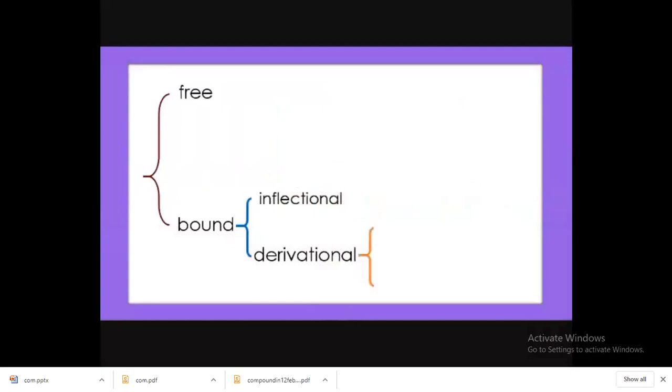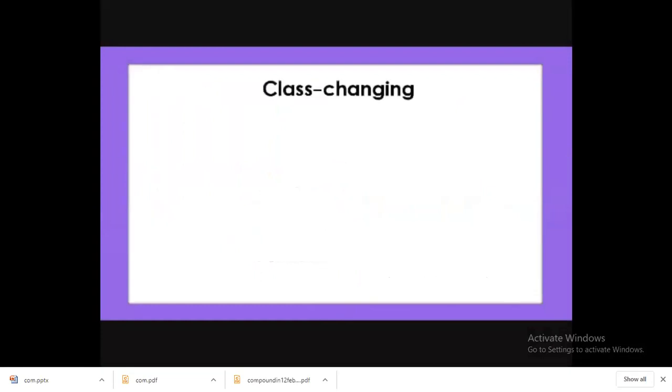Derivational morphemes are divided in two: class changing and class maintaining. Class changing, as the name says, are derivational morphemes that change the function or class of the word from a noun to a verb, noun to adjective, adjective to adverb, verb to noun, and so on. Don't worry, it is not that hard. Let me explain it better for you.